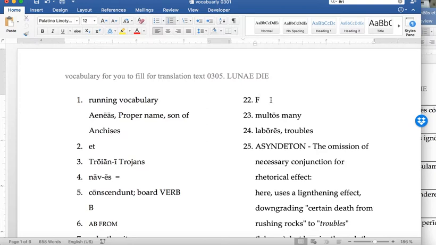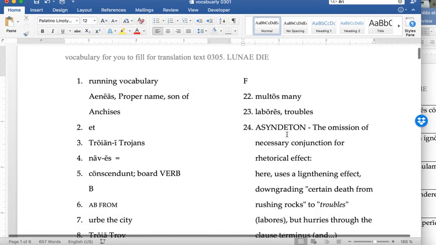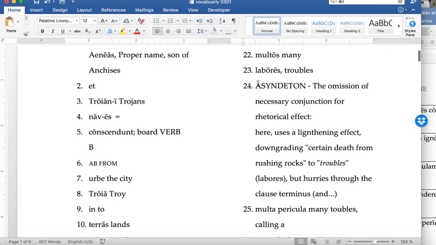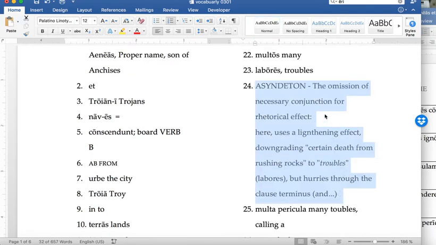Flaccus, so just ignore that. Sentence F, sorry, sentence F, multos labores, many troubles. And then just read this for yourselves later. It'll be a quiz item later in the week.